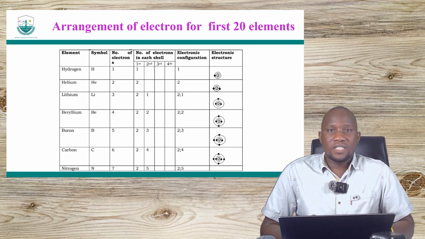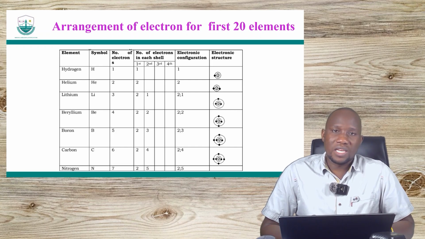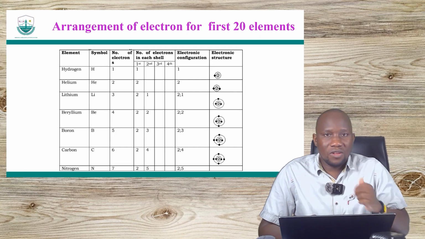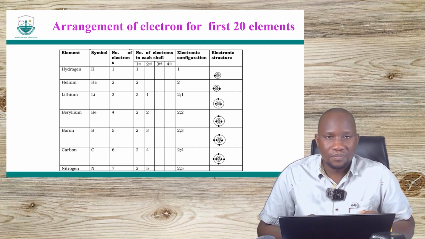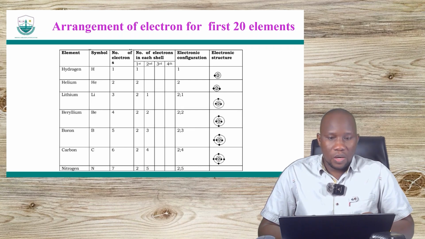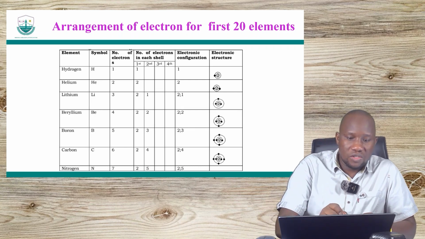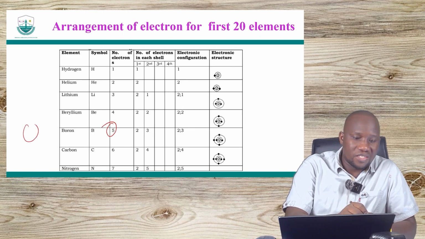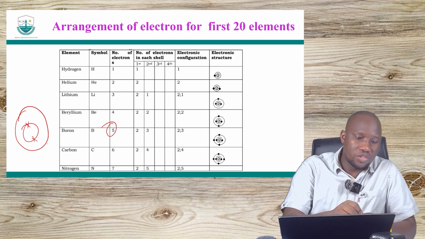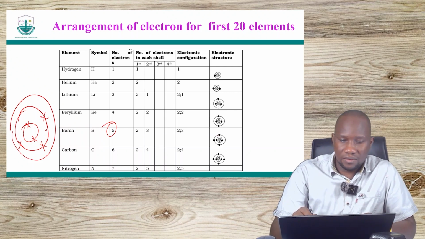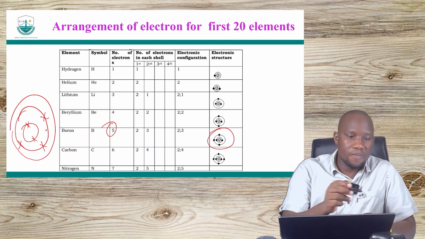So we have the first 20 elements with their electronic configuration. What you just need to know is the number of electrons. After knowing the number of electrons, then you can write the electronic configuration. Okay? So the number of electrons is 5. You first fill the innermost. The next one should have 3. You can put here and then here. So that is that. This is what you have here.